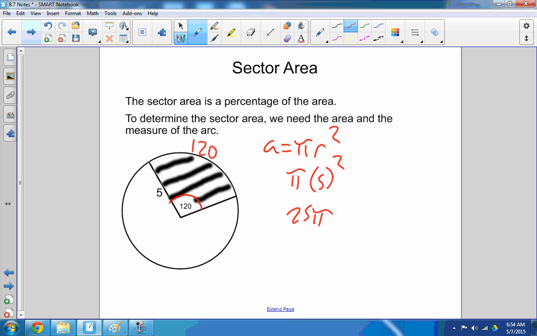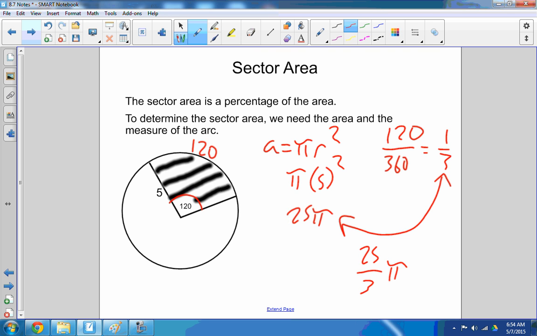And then I find my percentage, so that's 120 divided by 360, which is 1/3. And then I multiply these. So that's going to be 25 over 3 pi.